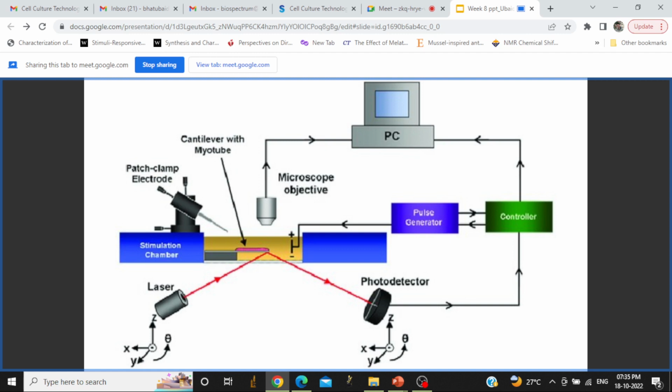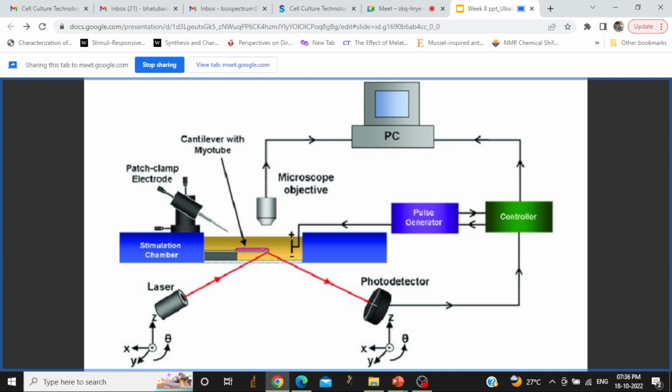And in this slide I will show you how this cantilever works. Here this is the cantilever. It is placed on this platform, and the myotubes are seated on this cantilever, and because of the contraction of these myotubes, there will be deflection. If they contract, it will deflect. I will clearly show in the next slide. And laser light is irradiated on this cantilever, and when it deflects, the path of this laser light will change. So the contraction can be measured, how much this cantilever is deflecting because of the myotubes present on it.